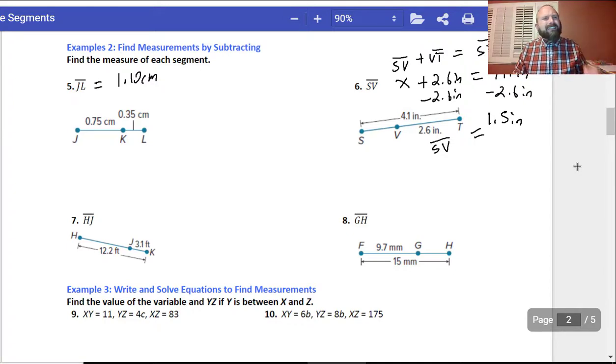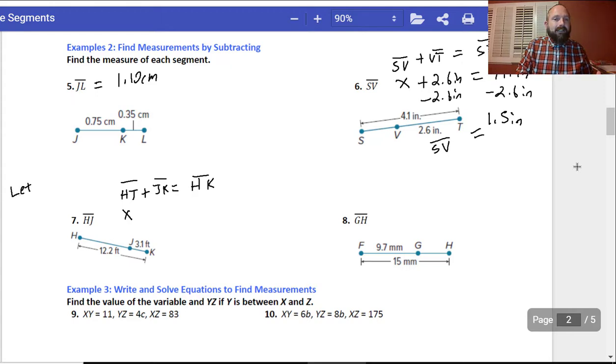Let's do one more and set it up for you. So for number 7, it's asking, what's HJ? I know with the segment addition postulate that HJ plus JK will equal HK, and I know that each of these is a line segment. I don't know HJ, so if we wanted to, we could say let HJ equal x, so we don't have to keep saying HJ, HJ, HJ. We're just going to say x.